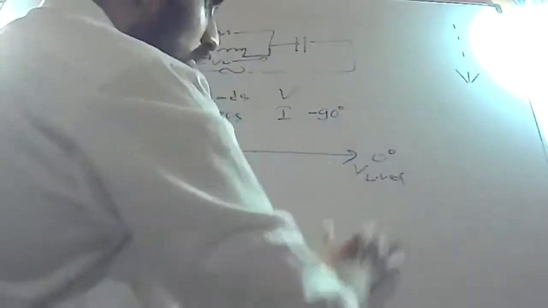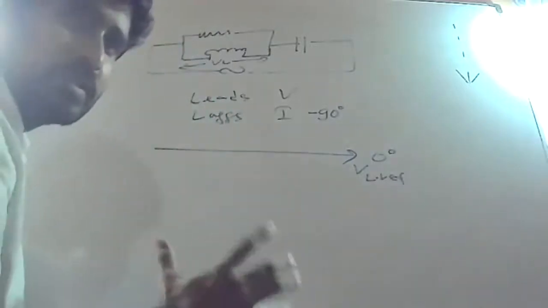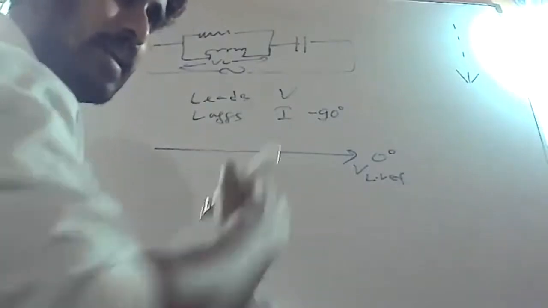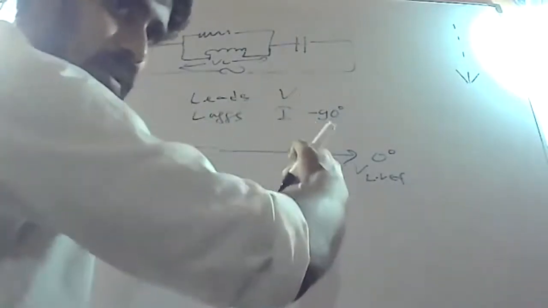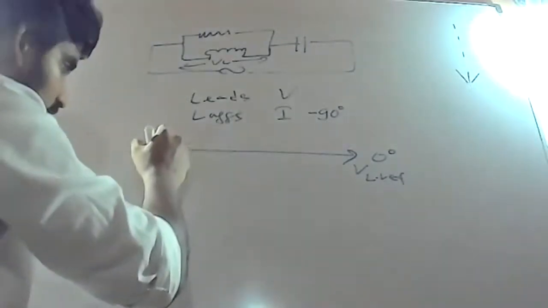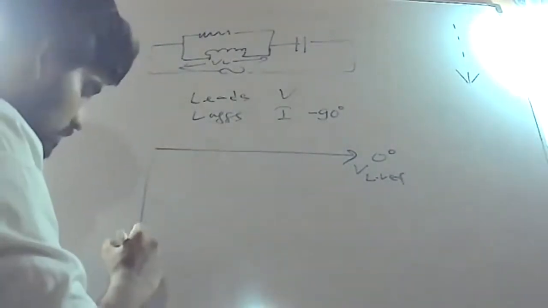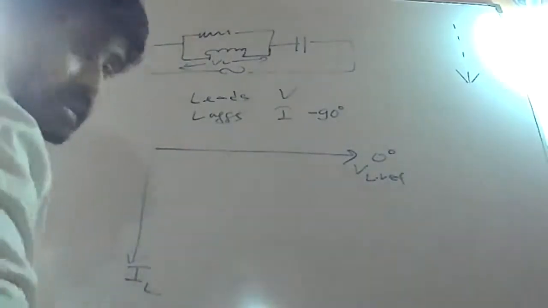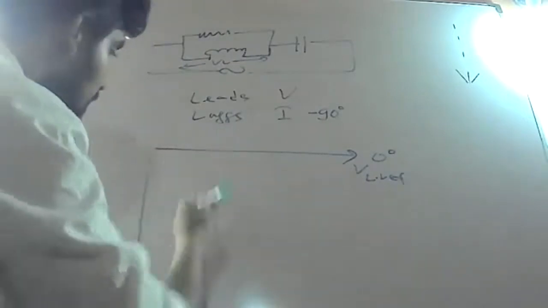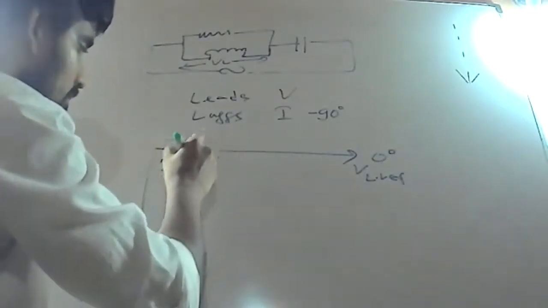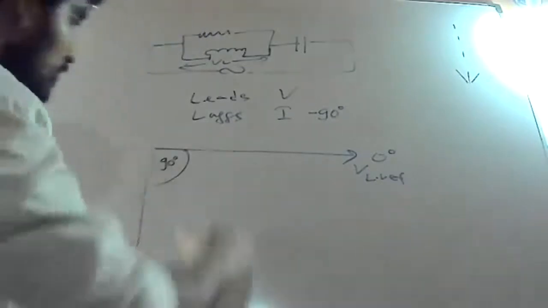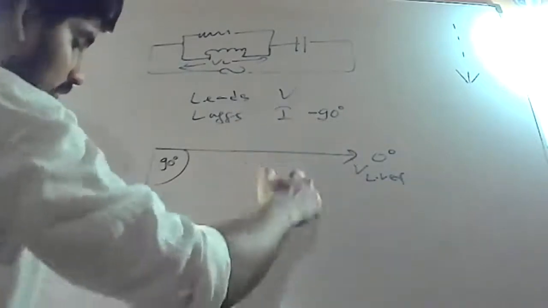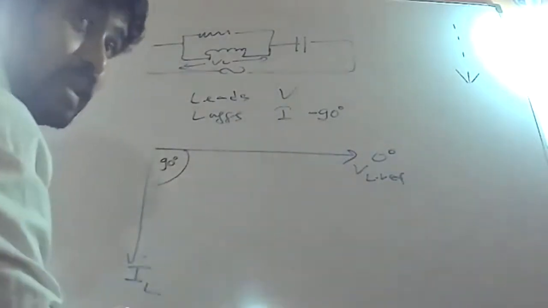Now you know this is the reference voltage. We know the current through the inductor. What is the current through the inductor? That is IL. So that current IL lags with respect to the voltage. Let's sketch that. This is IL, the current through the inductor. It lags by 90 degrees, right? So this angle is 90 degrees. See, voltage leads, current lags. That means the current goes behind.